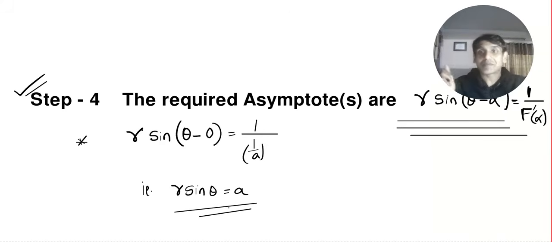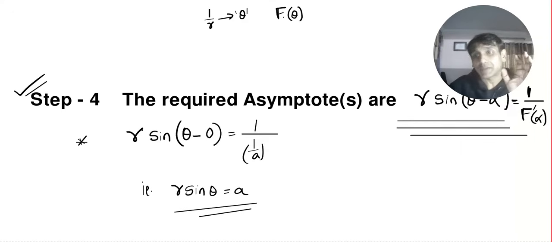That's it. 4 steps. Step number 1, rearrange the equation, write 1 by r in terms of theta and give it a name, call that equation f of theta. Step number 2, equate the function to 0 and find the value of theta which can balance this equation and name them as alpha.